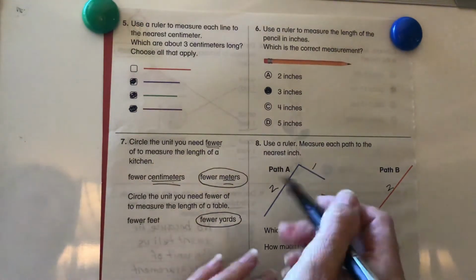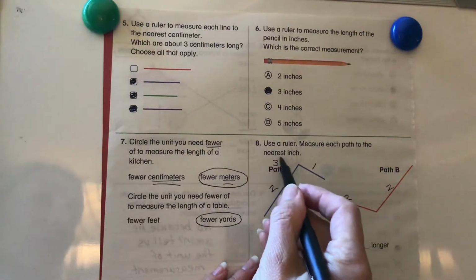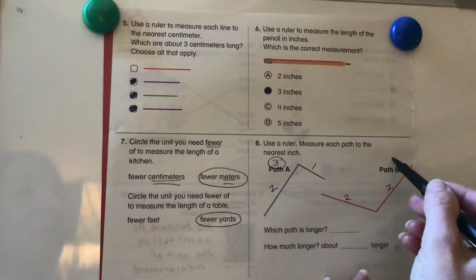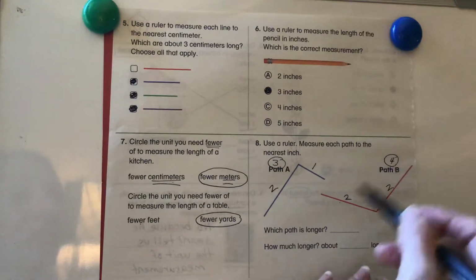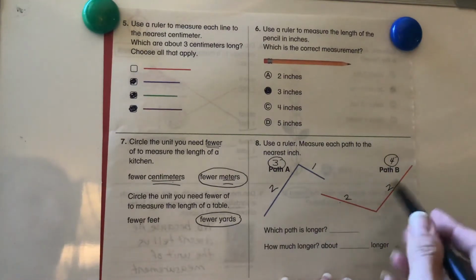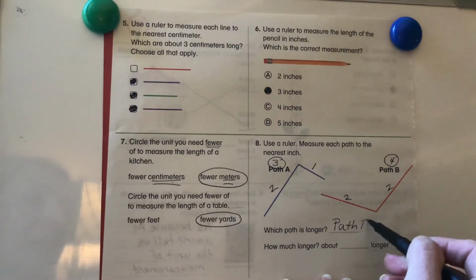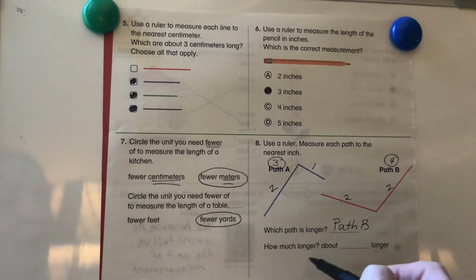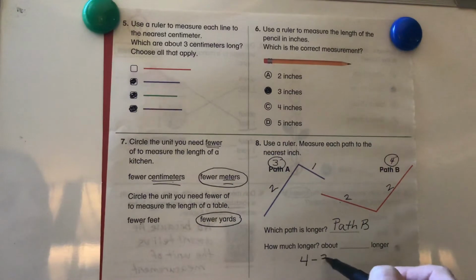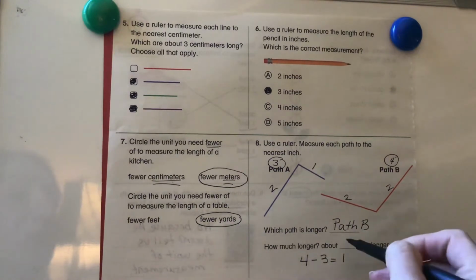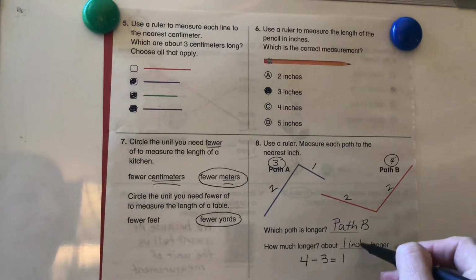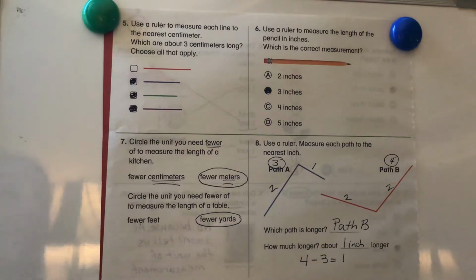Which path is longer? Well, path A is 1 plus 2, so it's going to be 3. 2 plus 2 is 4 inches. Which path is longer? So path B is going to be longer. And then it says how much longer? Well, we have 4 inches minus 3 inches equals 1 inch. So it's about 1 inch longer. Okay?